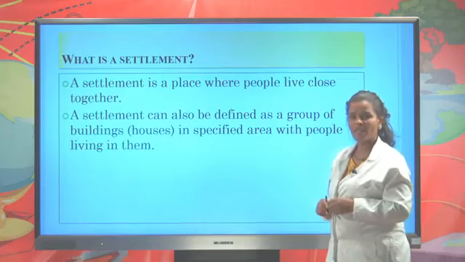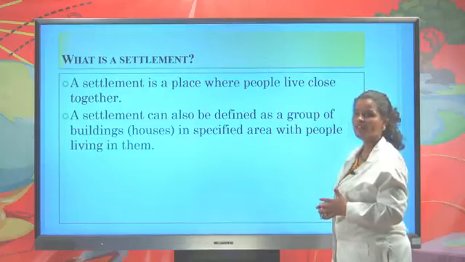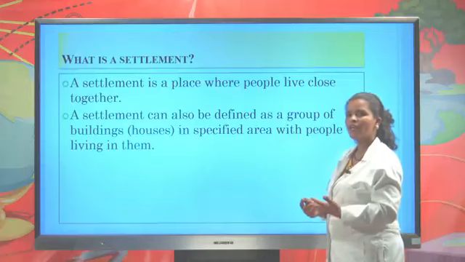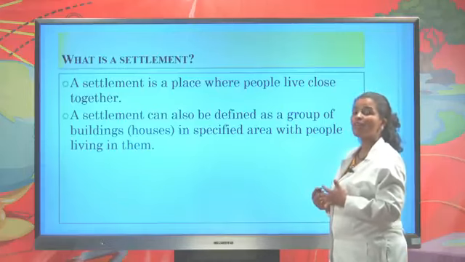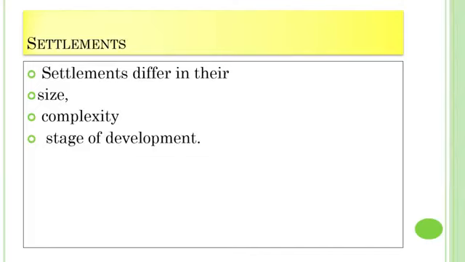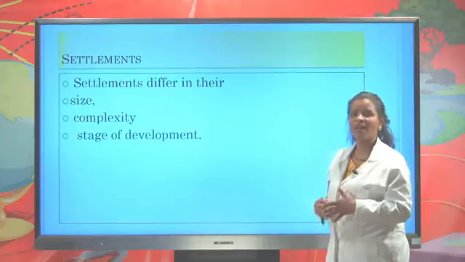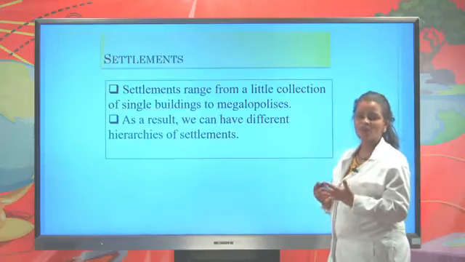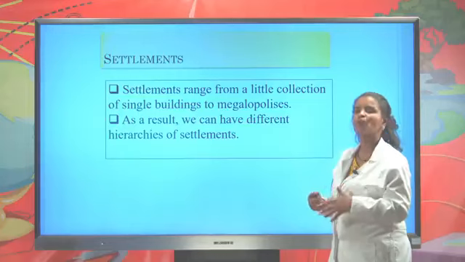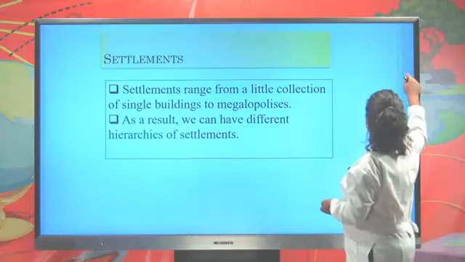A settlement is a place where people live close together, or it can also be defined as a group of buildings in a specific area with people living in them. Settlements differ from one another in terms of their size, complexity, and stage of development. So it means settlements are not the same. Settlement ranges from a little collection of a single building to a megalopolis. As a result, we have a different hierarchy of settlement. Let us see the hierarchy.